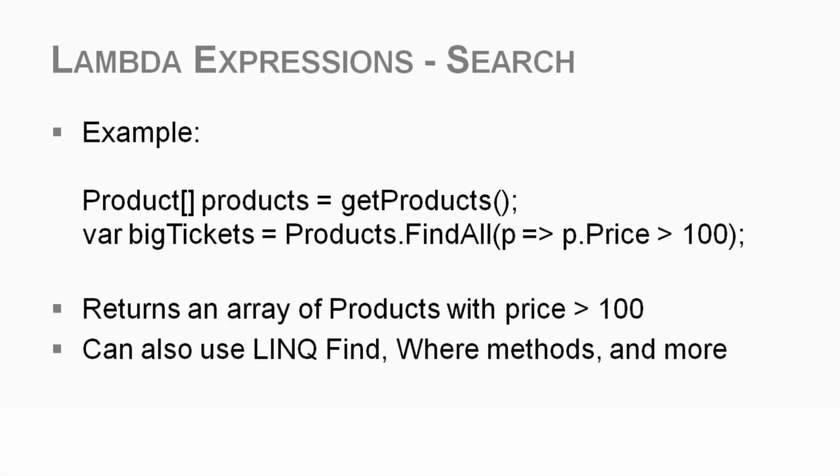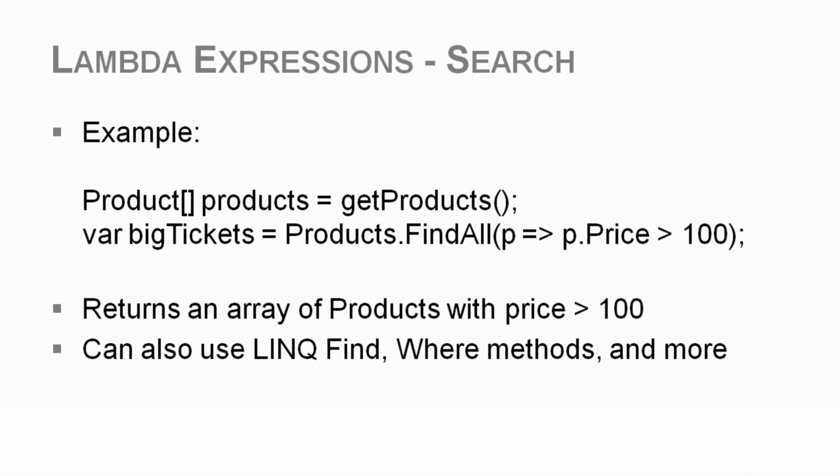We have an array of products, and we want to be able to find all of the products where the price is greater than 100. So we pass in our parameter p, and as you can see, the variable name can be anything. It doesn't have to relate to what's outside of the braces. It's just a local variable for the Lambda expression itself. So we have our input parameter p, and we're going to look on the variable p at its price property and compare that to 100.